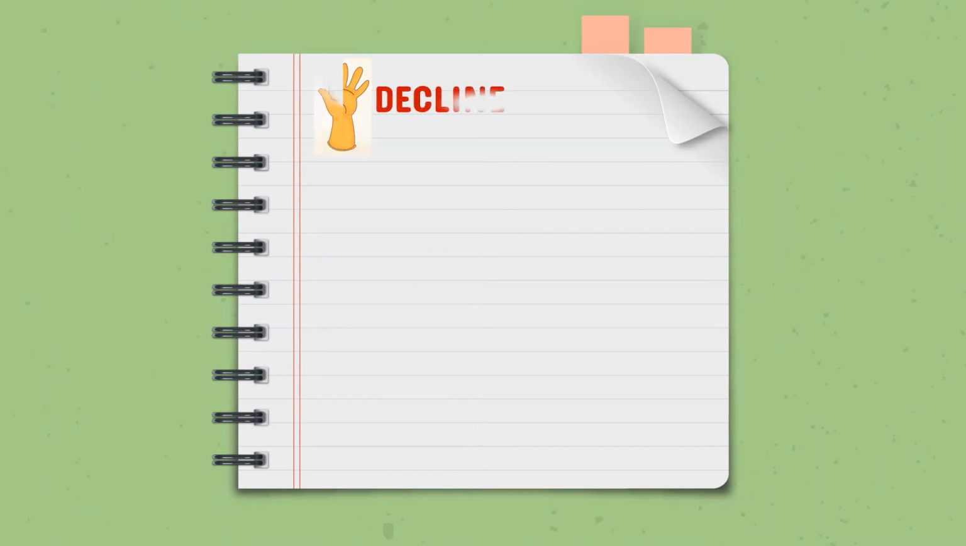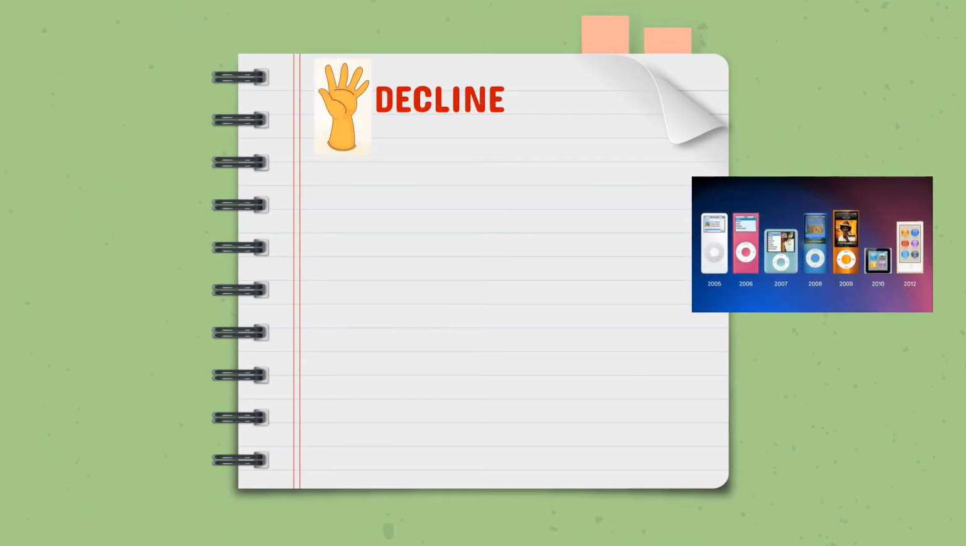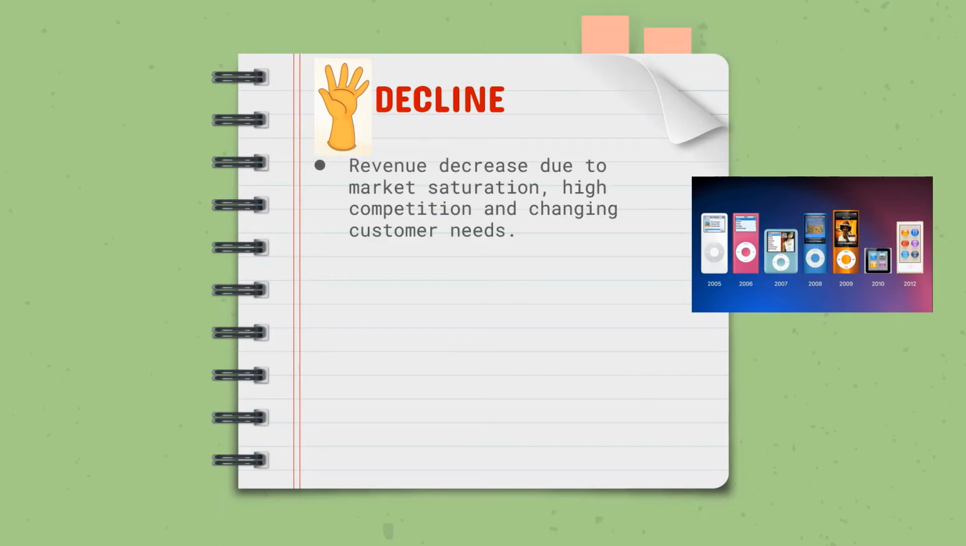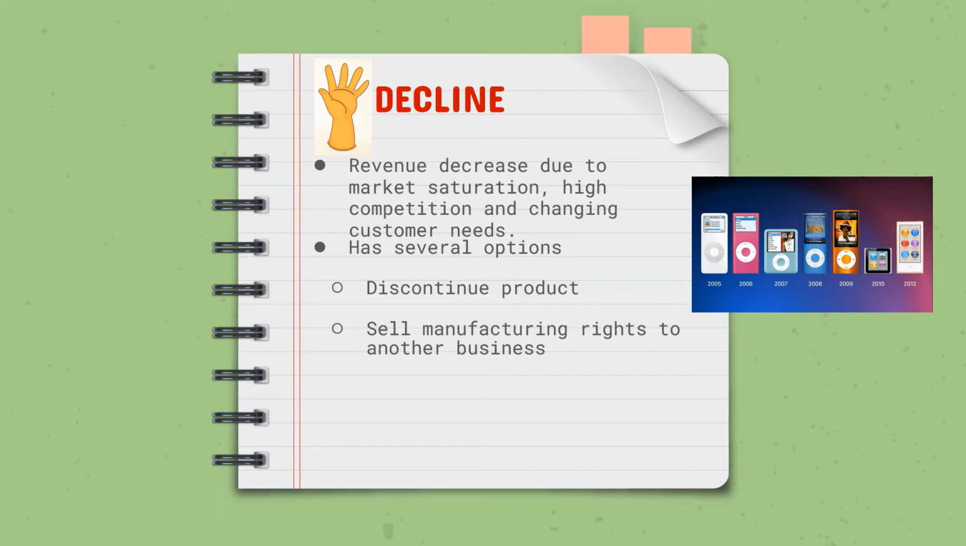Last but not least, the decline phase. Have you heard of the iPod Nano? The product may relate to the decline of the revenue due to market saturation, high competition, and changing customer needs. Therefore, the company has several options. Either the company can discontinue the product, or they sell the manufacturing rights to another business that can better compete, or maintain the product by adding new features or finding new users for the product, or they can tap into new markets through exporting.